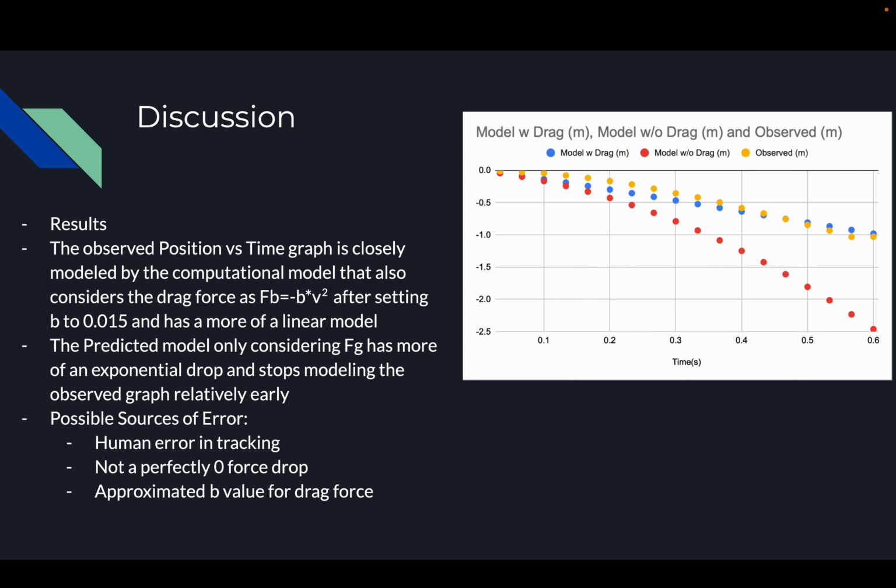In discussion, the results. The observed position versus time graph is closely modeled by the computational model that also considers the drag force, as drag force is negative b times v squared, after setting b to 0.015, and has more of a linear shape. The predicted model that only considers Fg has more of an exponential drop and stops modeling the observed graph relatively early. Some possible sources of error in this lab are human error in tracking, not a perfectly zero force in the y direction drop, and maybe we misapproximated the b value slightly for drag force. And here's our graph to the right again.